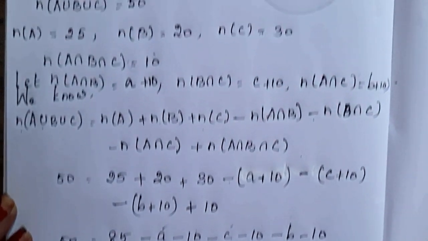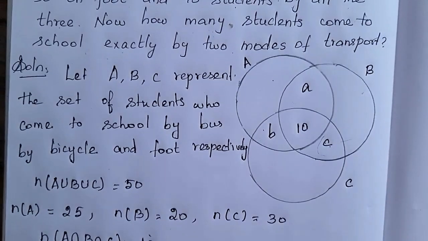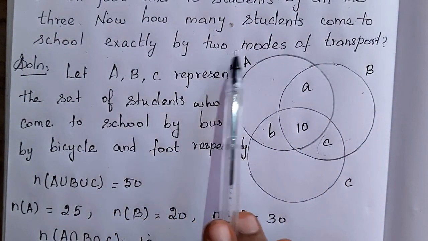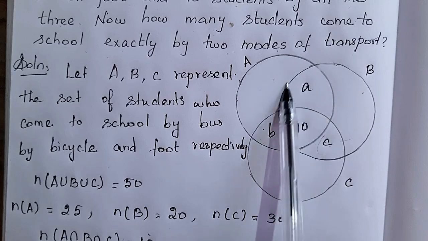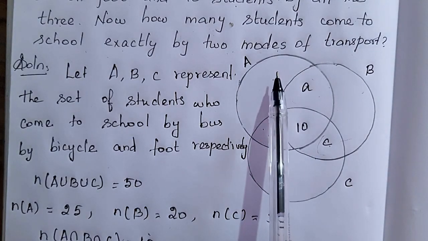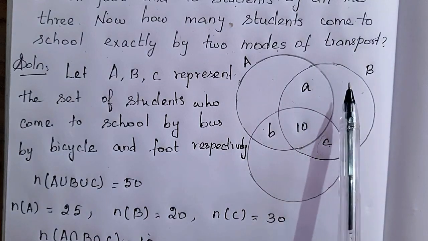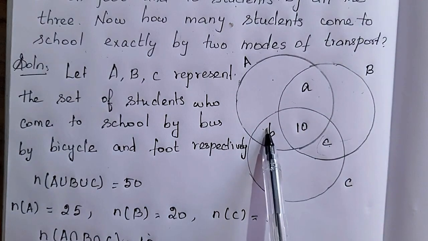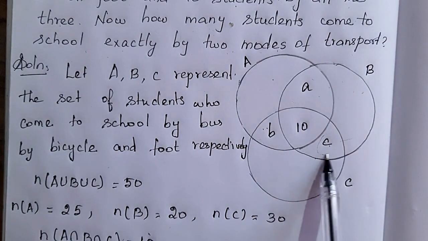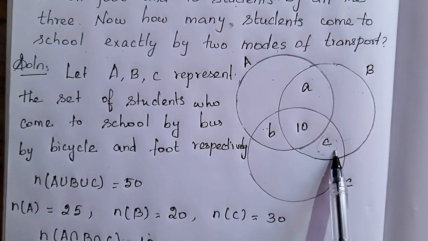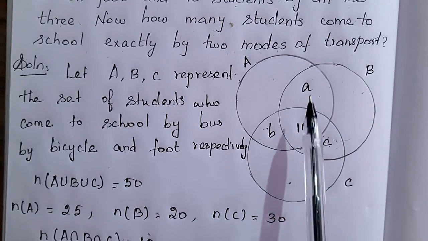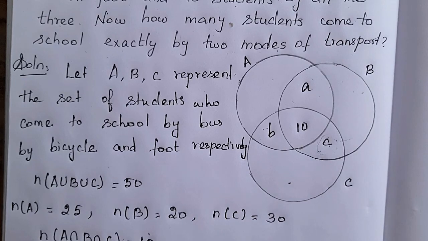Okay. Because in the question they ask, how many students come to school exactly by two modes of transport? So exactly means A, exactly two vehicles, bus and bicycle. B, exactly two vehicles, bus and foot. Then exactly C, that is bicycle and foot. Okay, so A plus B plus C equal to 5.